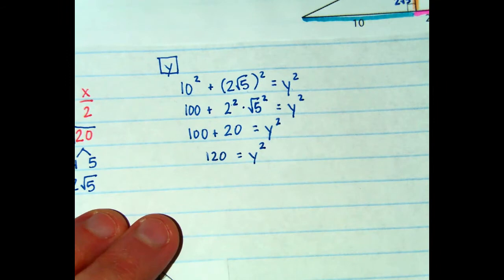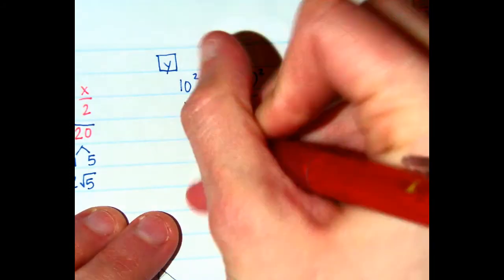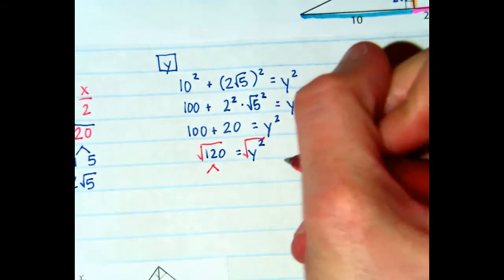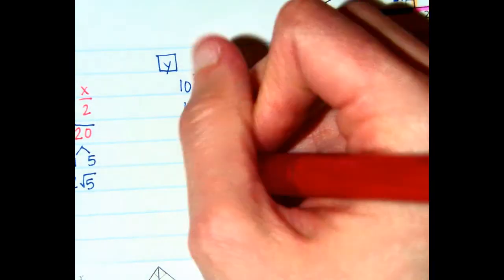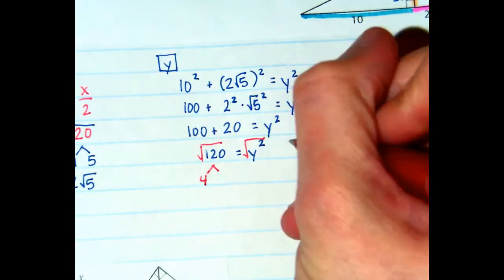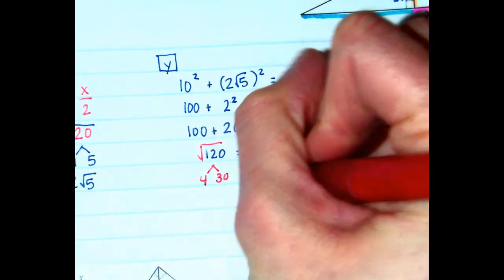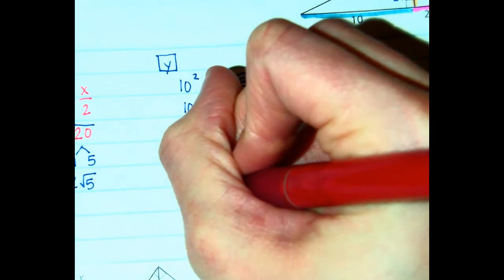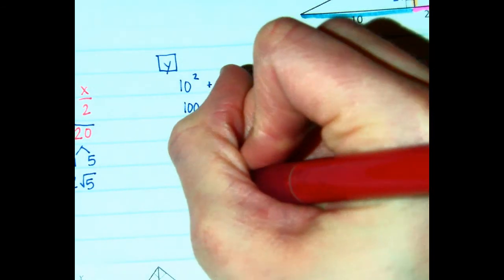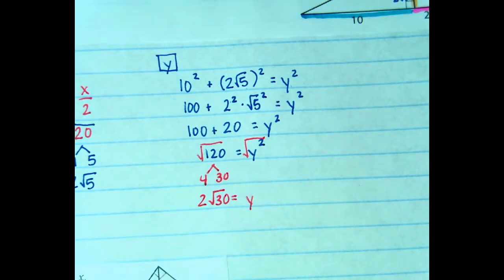So how do I keep solving that? Pull out a perfect square. 100 doesn't have one. 4 times what is 120? 30. So what is y equal to? There's y.